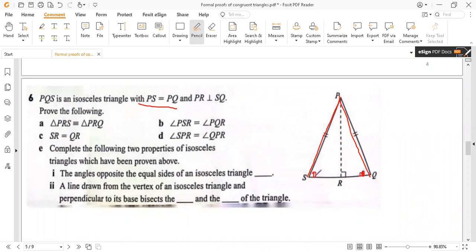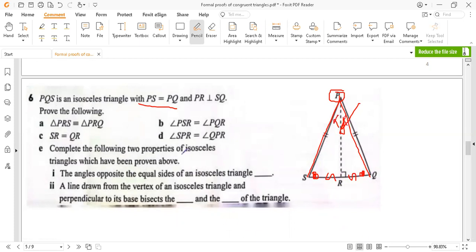It is a result. It is like a given, but a hidden given. And PR is perpendicular to SQ. It is the altitude. We should keep in mind that it is the altitude issued from the main vertex, the vertex having the two equal sides. The altitude is the median, so this side is equal to this side, and at the same time the bisector, so this angle is equal to this angle.